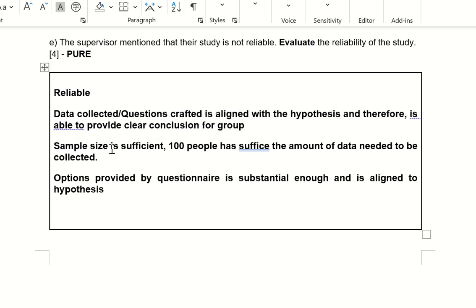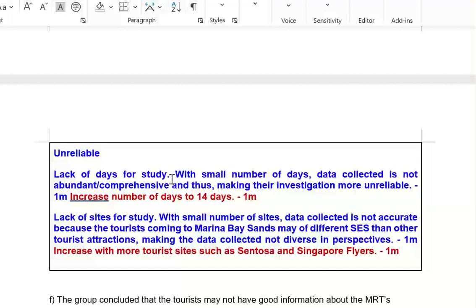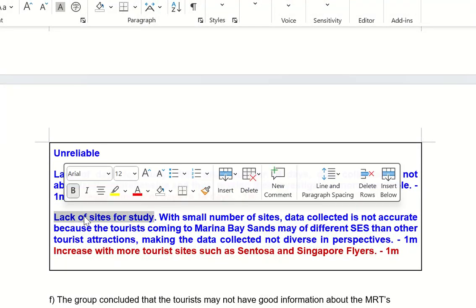Okay, so the sample size is very sufficient. 100 people is sufficient for the amount of data needed for the collection, and the options given in the questionnaire are also substantial, to align to the hypothesis. Now, but it is also unreliable. Similarly, because of lack of days, as explained already, and lack of sites.